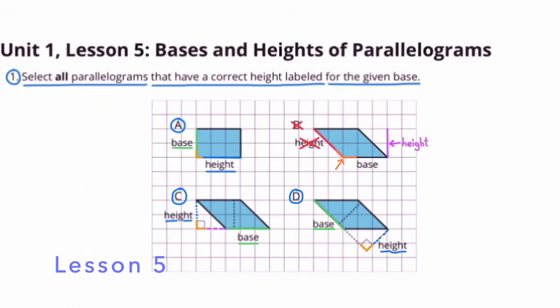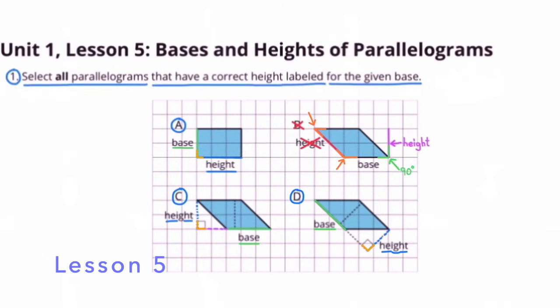And for figure B, I'll highlight the angles in orange, and you'll see that one angle is greater than 90 degrees, and another angle is less than 90 degrees. In purple, I've added the correct line for height, which you can see in comparison to the base is 90 degrees.